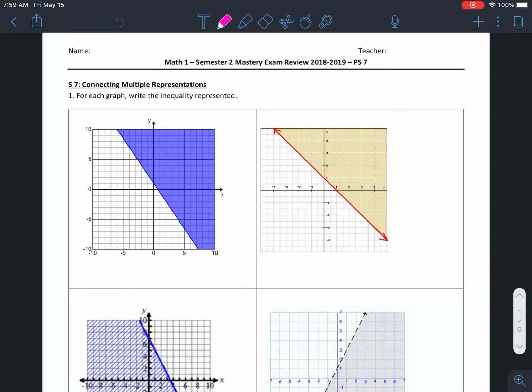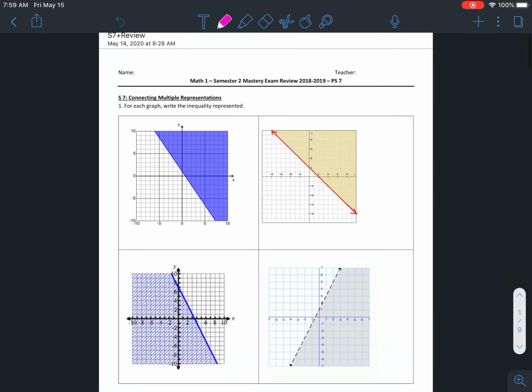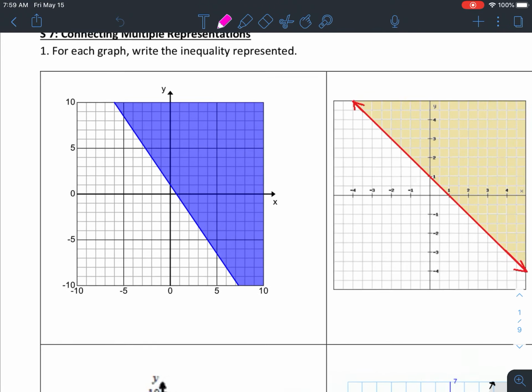Good morning, guys. Today we are going to start standard 7. This part here says, for each graph, write an inequality represented.